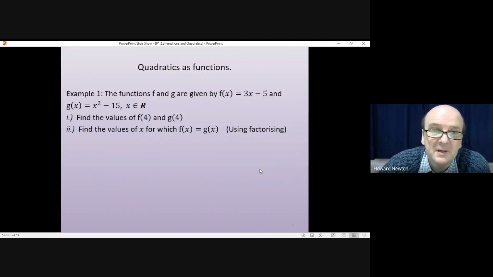Okay, an example for you to have a go at. This gives us two functions, f and g. f of x is 3x minus 5, g of x is x squared minus 15. We're told that x is a member of the real numbers. That just means that x can be any normal number.